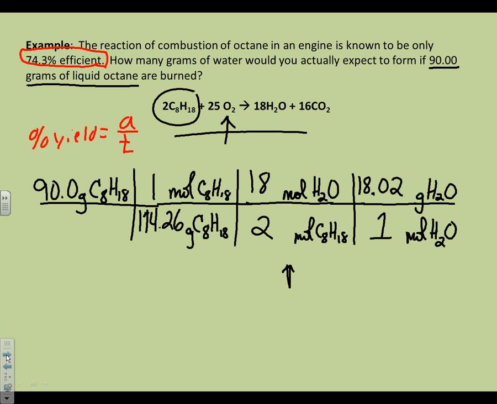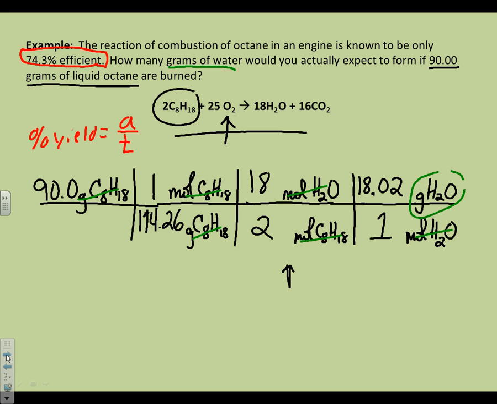And so we're good, right? We've got grams of water from 90 grams of octane. We just need to do the math here. Yeah, let's just make sure everything cancels. We have grams of octane and grams of octane. Moles of octane and moles of octane. Moles of water and moles of water. We end up in grams of water, which is actually what the question asked for. So yeah, I think we're good.